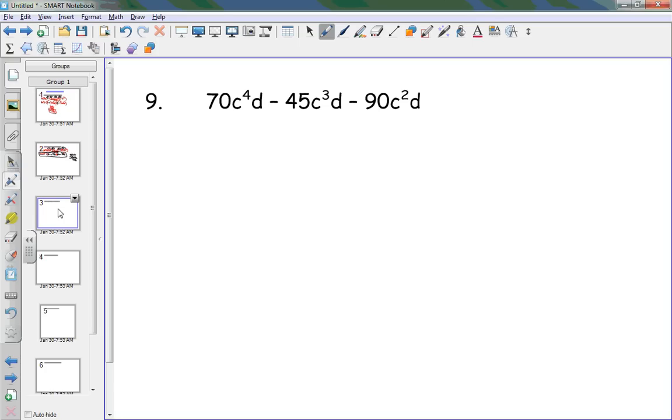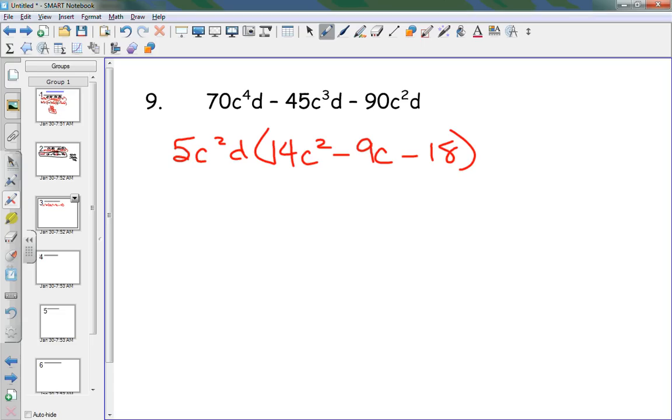Number 9. You have to pull out your GCF. What's my GCF between all those numbers up there? I'm going to have a 5, and then a c squared and a d. So 5c squared d, I'm going to yank out of this thing. If I pull a 5 out of 70, what am I left with? 14 c squared minus, now what? 9c minus 18, only 18. Do we all understand that?